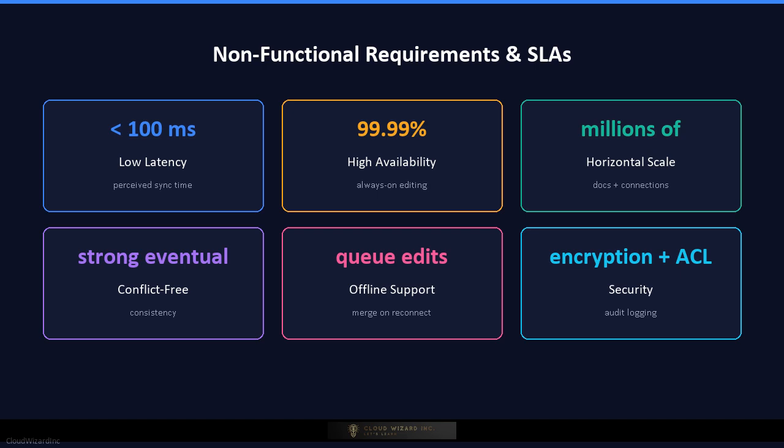The system must support offline editing, queuing changes locally, and merging them cleanly when the user comes back online. Security matters because documents contain sensitive business data, so transport encryption, access control, and audit logging are essential. And finally, storage efficiency matters because version history and operational logs can grow unbounded.